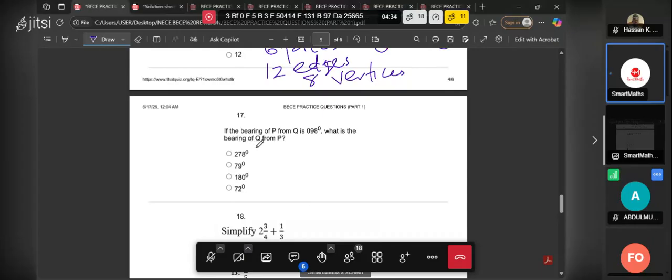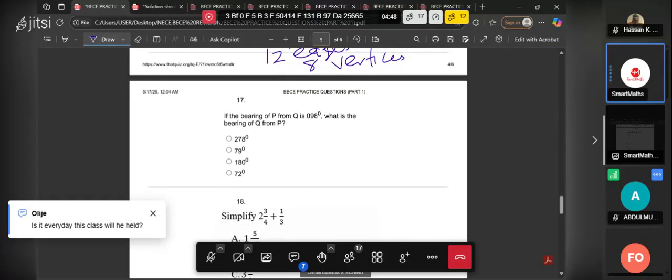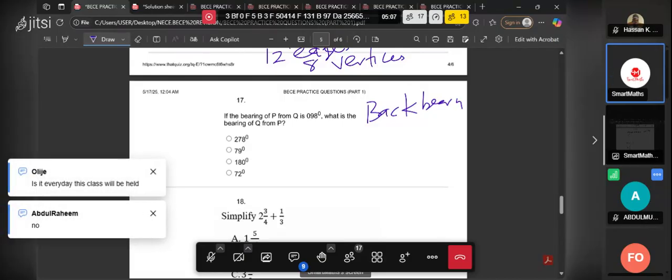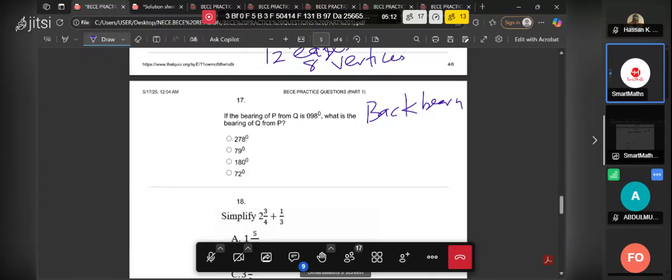So question 17 is on bearing. Now the question says, if the bearing of P from Q is 98 degrees, what is the bearing of Q from P? So this type of bearing is what we call back bearing. Back bearing is like the opposite of what you are given. You can see it's just the opposite of it.